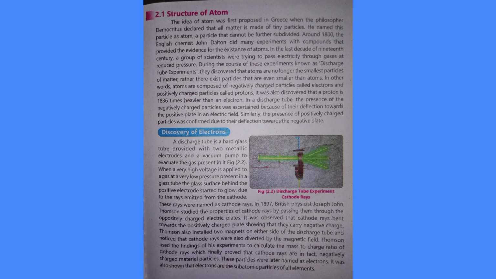Topic 2.1, Structure of atom. The idea of atom was first proposed in Greece when the philosopher Democritus declared that all matter is made up of tiny particles. He named this particle as atom, a particle that cannot be further subdivided.